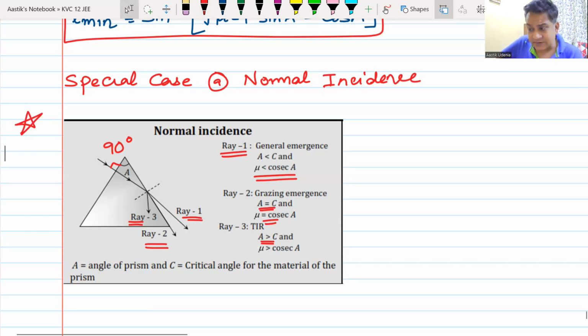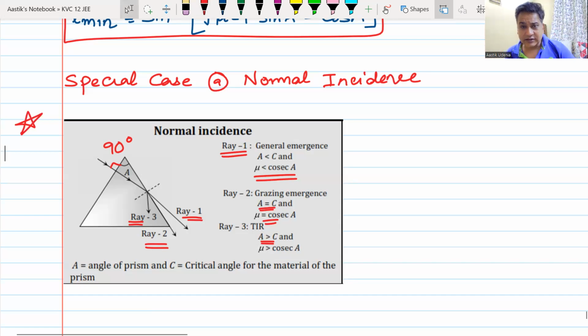Remember, all these things have not come from heaven or the sky. They have all been derived from the six or seven small formulae that we have seen: r1 plus r2 is A, A plus delta is i plus e. From those simple formulae, everything has been derived, and from Snell's law, mu1 sine i1 is equal to mu2 sine i2.